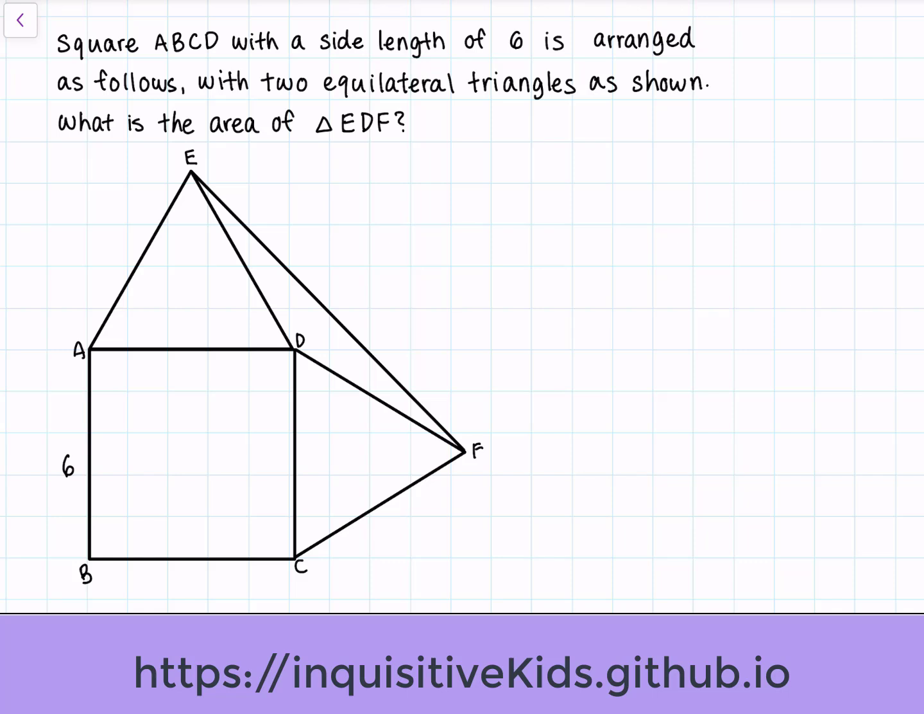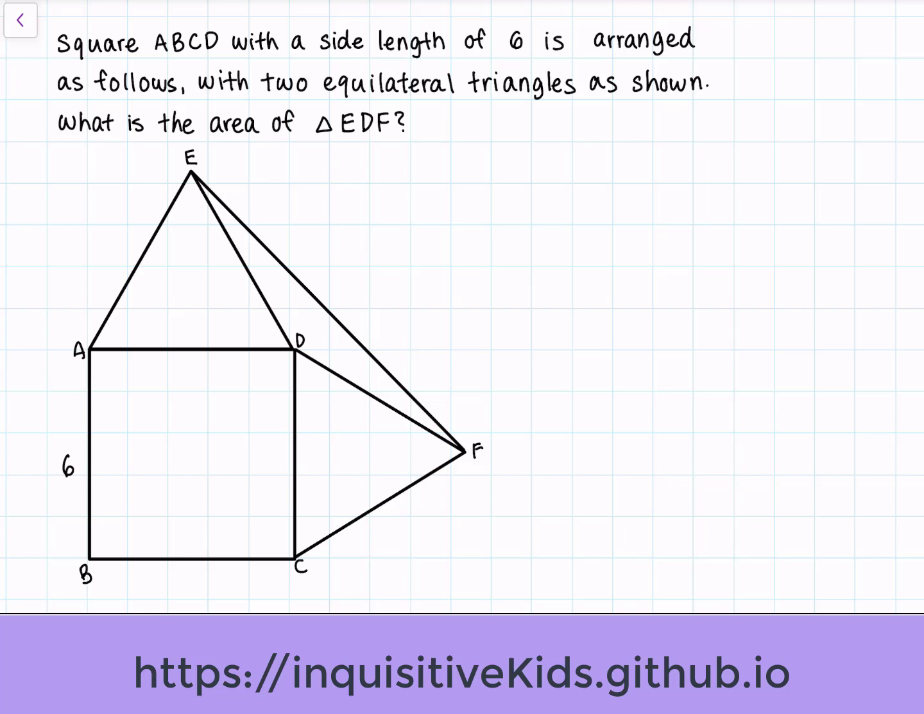Anyway, so here is the problem, and I want you to first pause the video to see if you can solve this on your own. Okay, so let's come back together. Square ABCD with a side length of 6 is arranged as follows, with 2 equilateral triangles as shown. What is the area of triangle EDF?